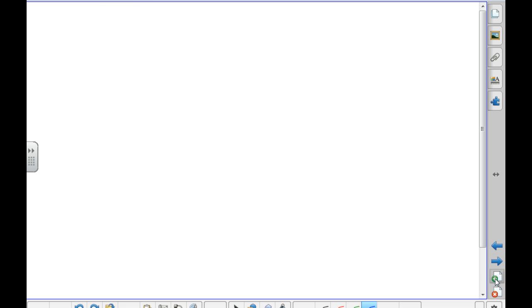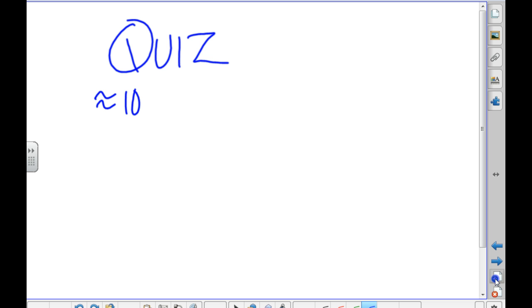This is what's on the quiz. Okay, there are, I'm going to estimate 10 simplifying log questions without a calculator. Log base 2 of 8. So it means 2 to what power equals 8? It's not 4.